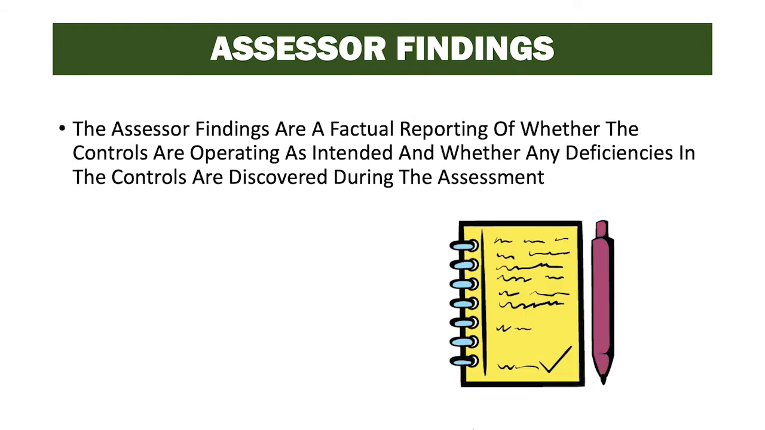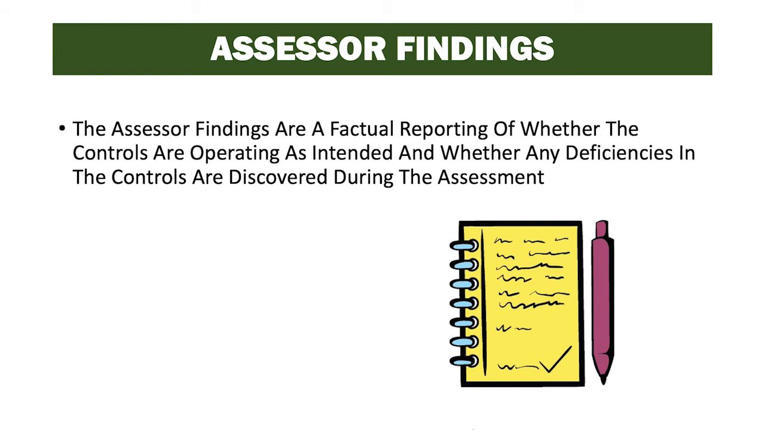The assessor findings are factual reporting of whether the controls are operating as intended and whether any deficiencies in the controls are discovered during the assessment. So we want to make sure these control deficiencies are factual. So we don't do assessments based on opinion. It's got to be based in true fact. And a lot of times we want to make sure that the findings we have discovered can be discovered again in a repeatable process.